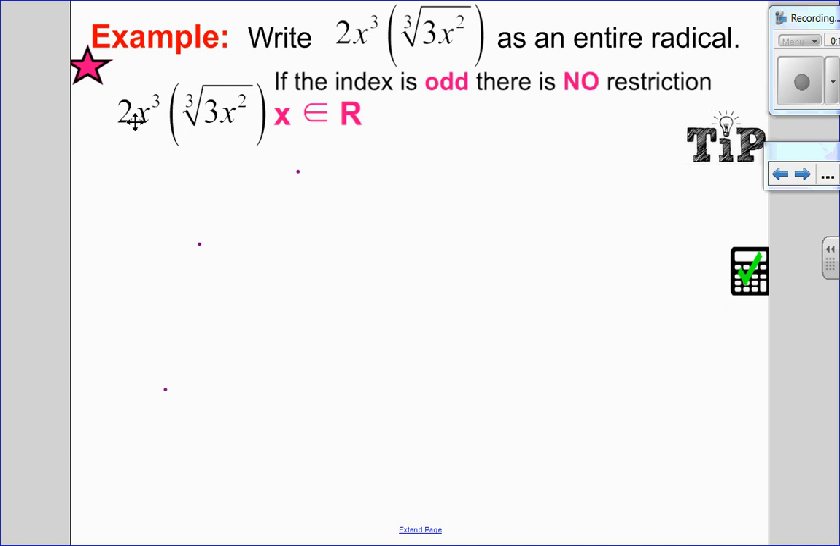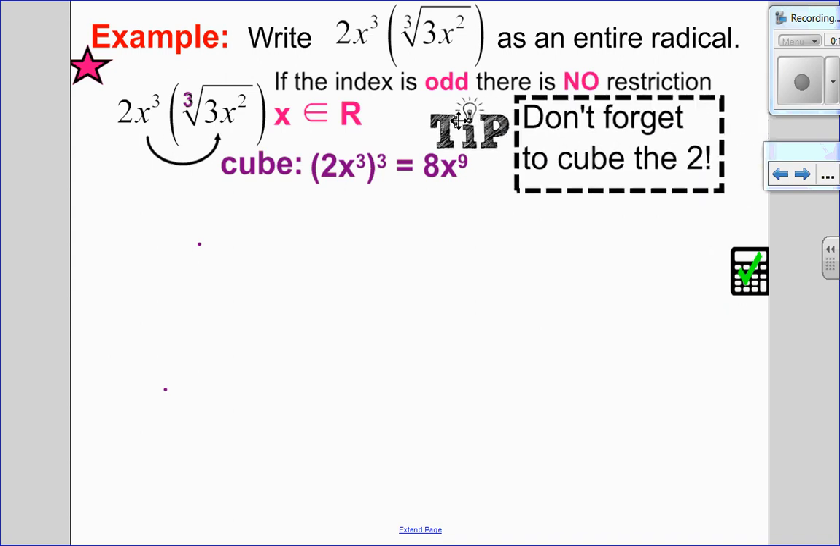Okay, so I want to write this as an entire radical. So I want to put 2x cubed under the radical sign. The 3 here tells me I'm taking the third root. So to put it under, I do the opposite of cube rooting, which is cubing. So I cube 2x cubed.